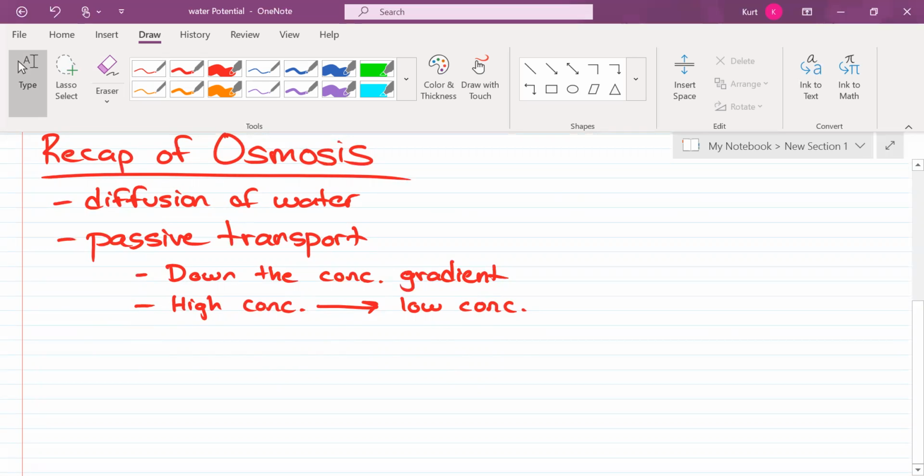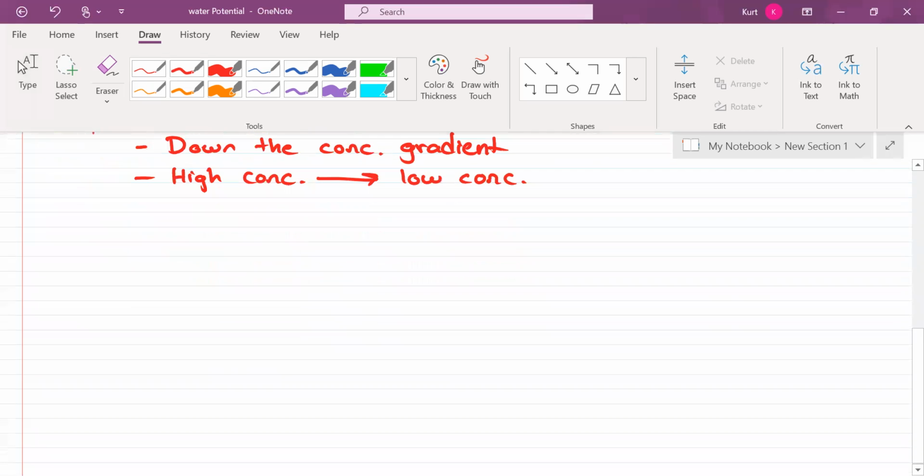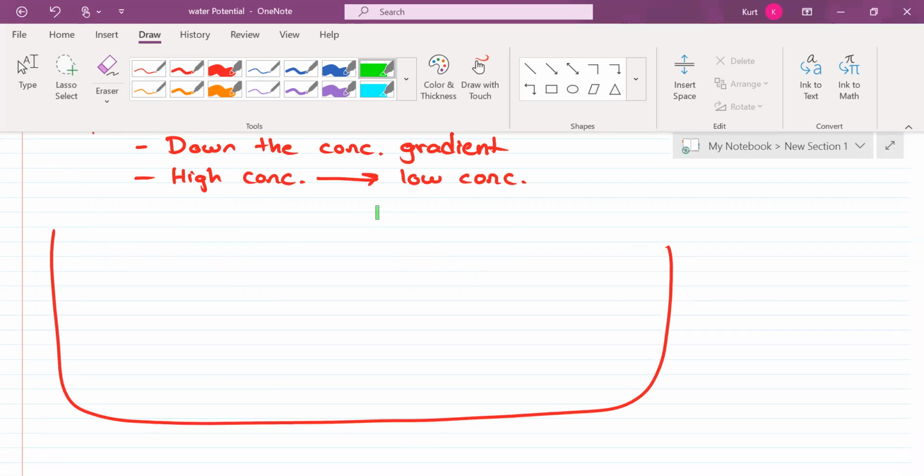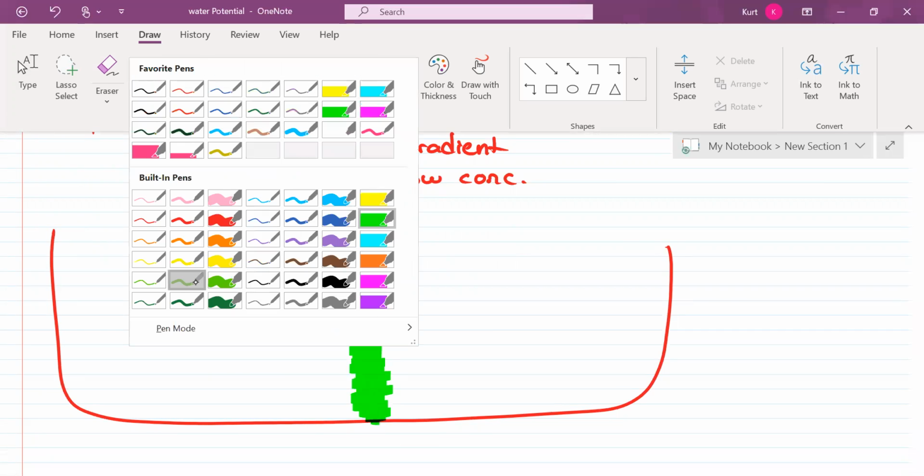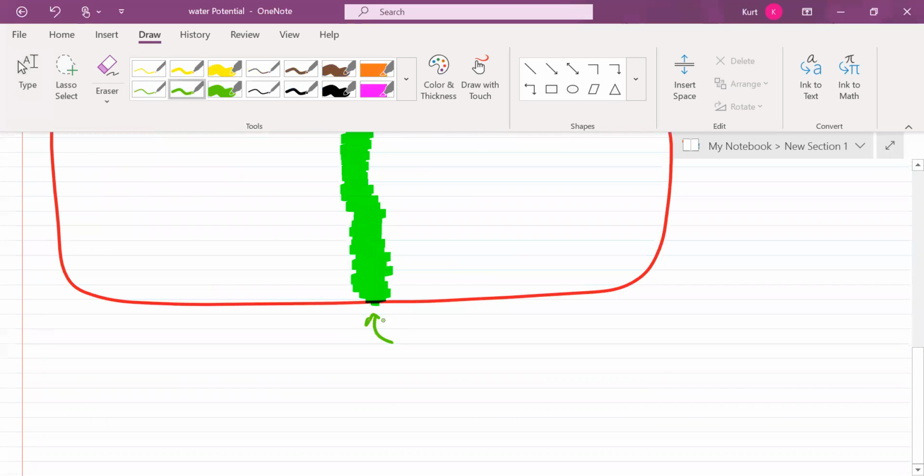All right. Okay. So here's what it looked like on the video I posted for you guys last week. So you have a container here. You have a membrane. Now let's say I told you that this membrane is the same thing as a plasma membrane. So what is it mostly made out of? It's mostly made out of a phospholipid bilayer.